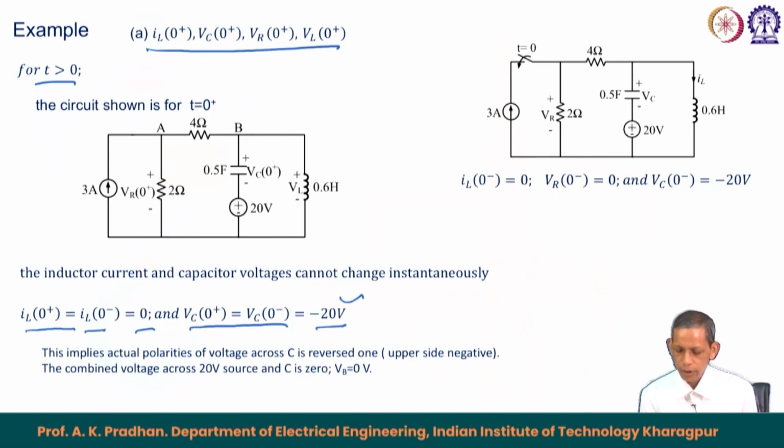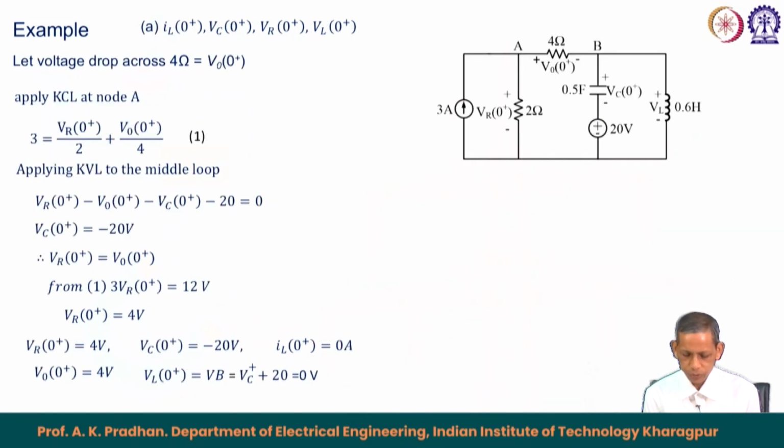Now, another thing we see here, if you see this terminal to here, then the V B voltage becomes 20 volt minus 20 volt, that becomes equal to 0, and because it is a short also, this point and this point are the same. So, V B becomes 0 volt. That is the conclusion you can tell from this perspective. So, we got the values in terms of the 0 plus perspective.